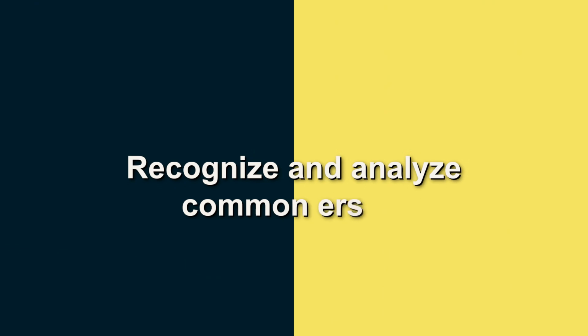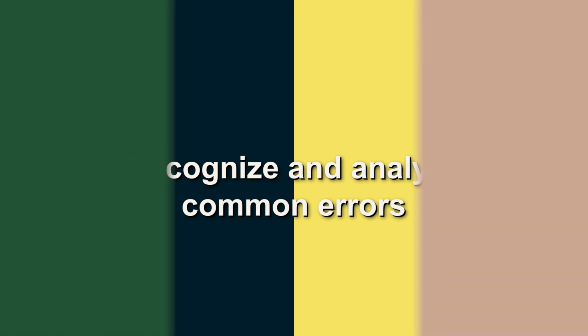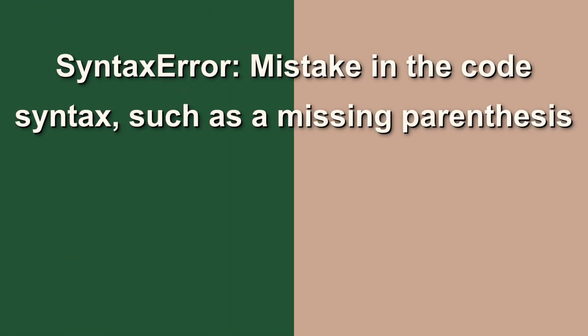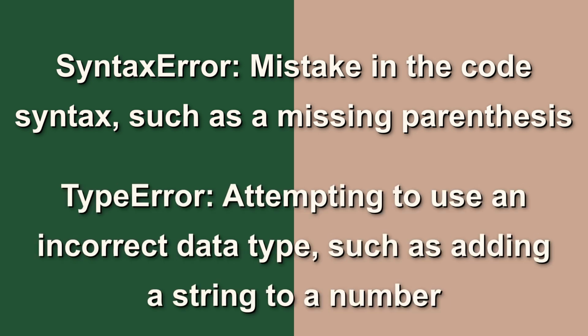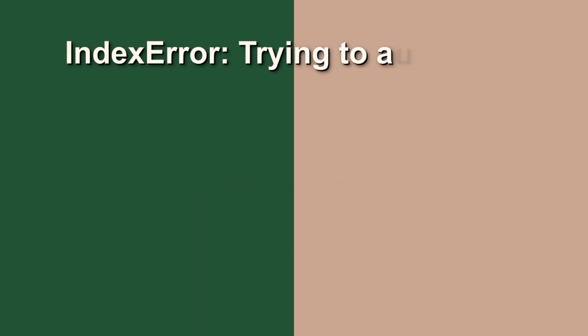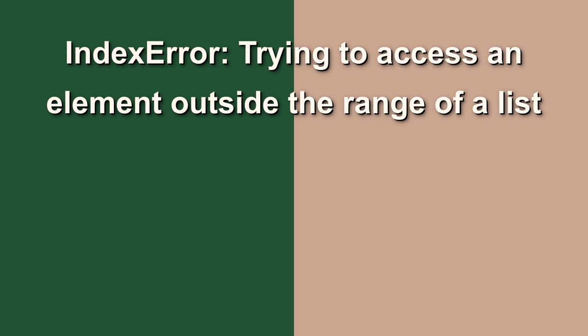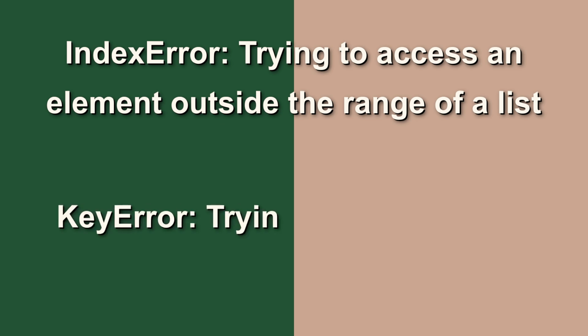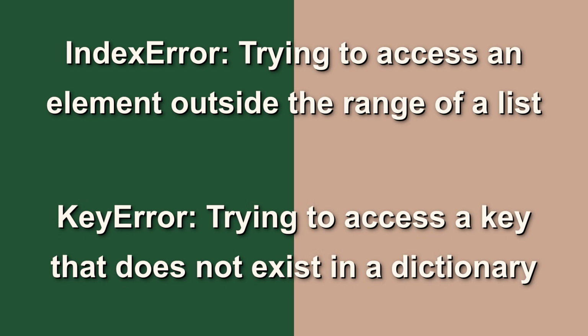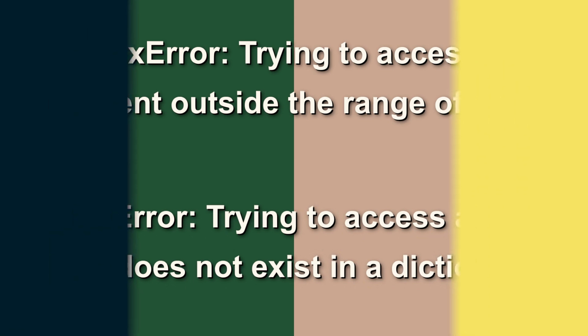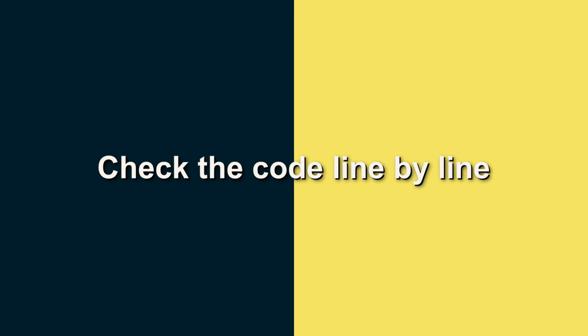Two, recognize and analyze common errors. Professional programmers usually quickly identify the type of error. Some of the most common errors include: SyntaxError, a mistake in the code syntax, such as a missing parenthesis; TypeError, attempting to use an incorrect data type, such as adding a string to a number; IndexError, trying to access an element outside the range of a list; KeyError, trying to access a key that does not exist in a dictionary.